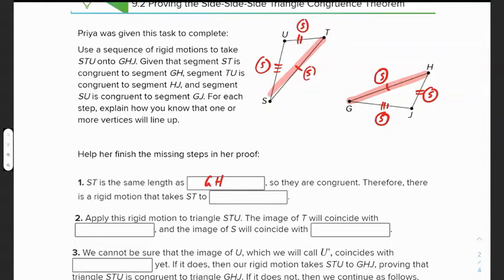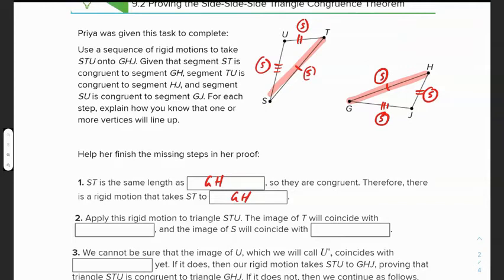Therefore, there's a rigid motion that takes ST onto who? Because remember, this kid did a transformation to get triangle STU onto triangle GHJ. So what does that side map onto? Go ahead and pause the video. All right, so hopefully you paused the video and you realize ST has to go onto GH.